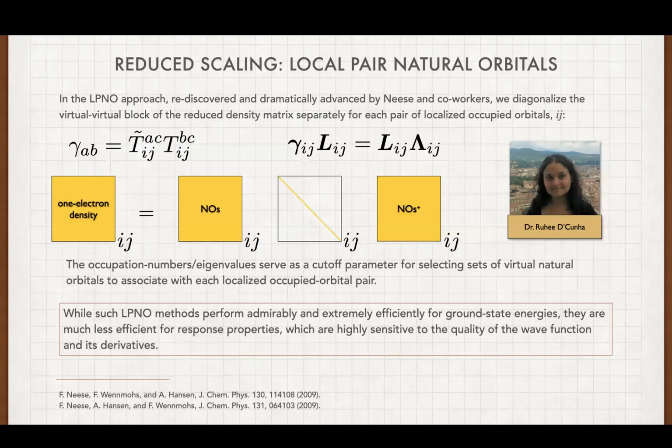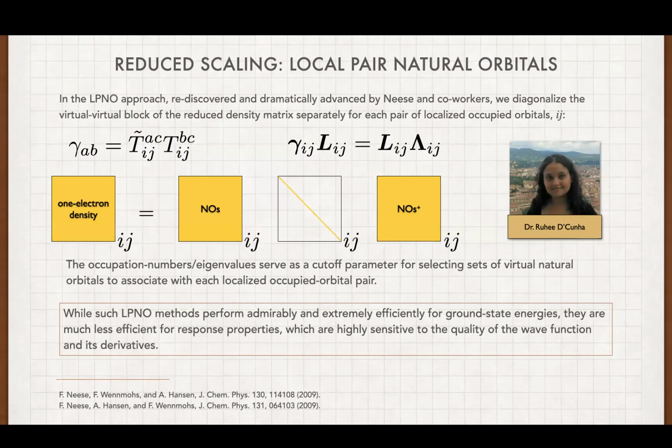So, a great deal of work on local pair natural orbitals that Ruhi led, that we're very proud of. I'm going to avoid going into some of the details of the local pair natural orbitals simply in the interest of time, but this idea that has been resurrected by Frank Neese and coworkers is doing extremely well for energetics and a number of other properties. It's not effective when applied to these kinds of response properties: polarizabilities, optical rotation, and the like.